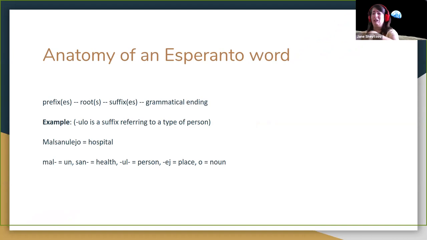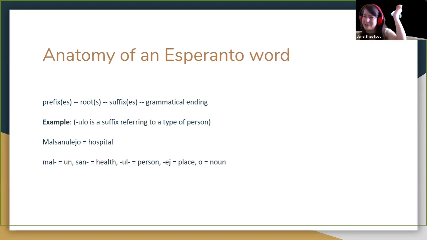So, an Esperanto word will have some combination of prefixes, roots, suffixes, and then it always has the grammatical ending. That's the O or the A or the E that tells you, is it a noun, an adjective, a verb, what is it? The classic example of building up words this way, I think I'm required by law to show you this, is malsanulejo. That's a bit of a mouthful, but let's break it down. Now, ul is a new one. You haven't seen that one yet.